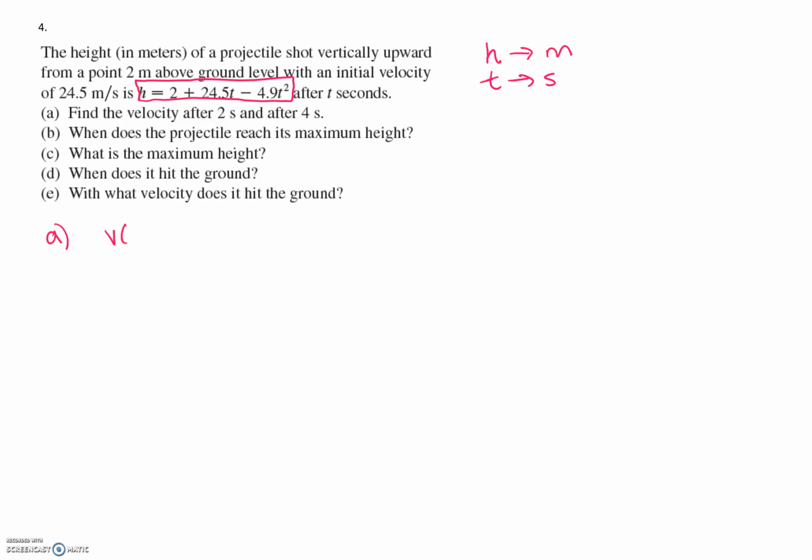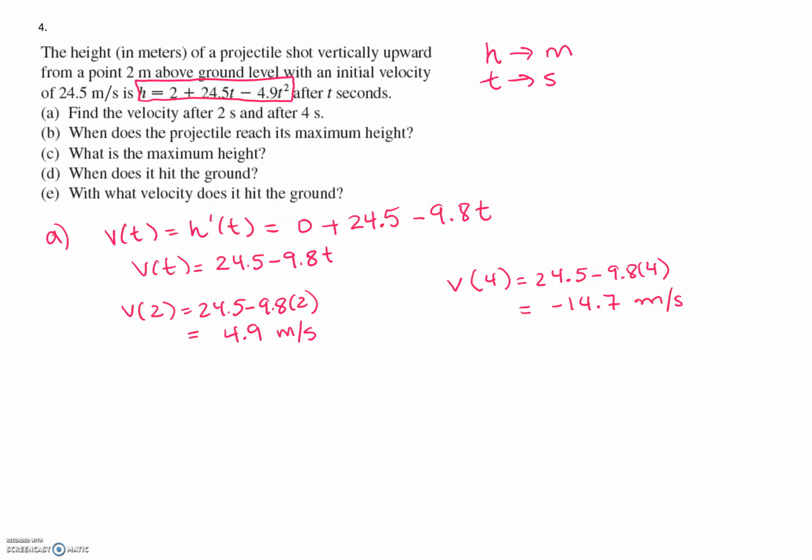So we know v of t is the derivative of the height function. The 2 goes to 0, 24.5t just goes to 24.5 when we differentiate, and then with the power rule, when we bring down the 2 with the negative 4.9, that's negative 9.8t. So we have our velocity function, and we just have to find it at 2 seconds later and 4 seconds later, so we just plug those in.